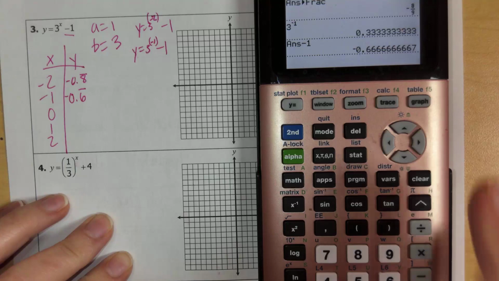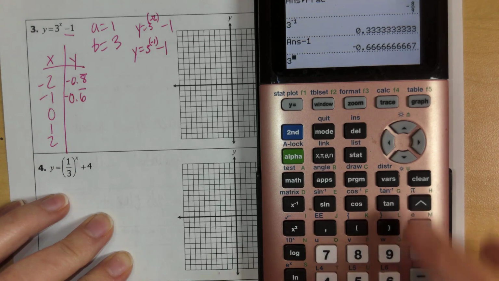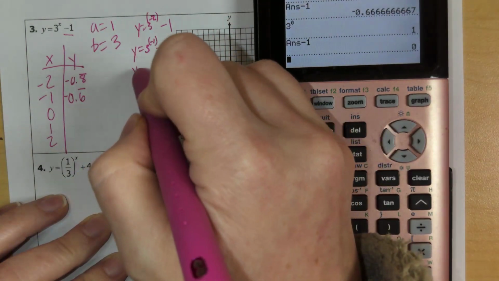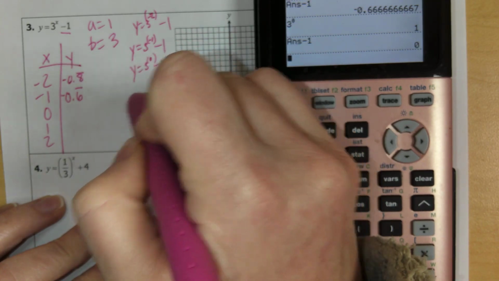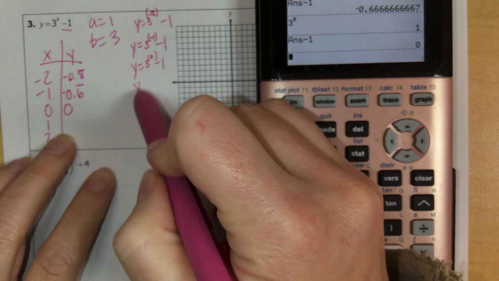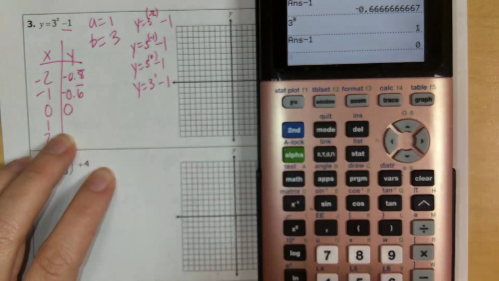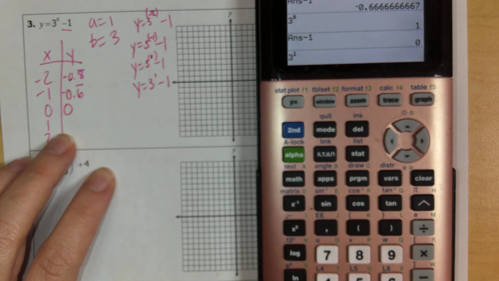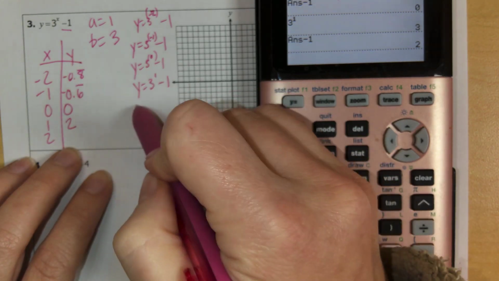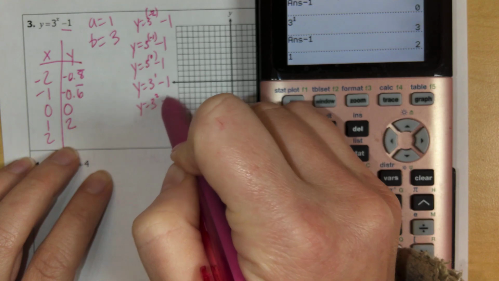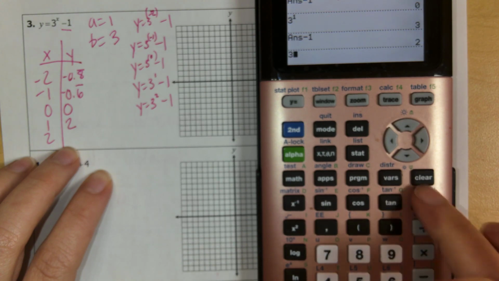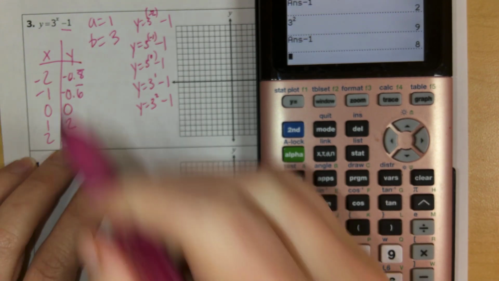I plug in 0, so I have 3 raised to the 0 power, which we know anything to the 0 power is 1, and then we subtract 1 from that. y = 3^0 - 1, and we get 0. Okay, we're going to do that with 1 as well. So here we take y = 3^1 - 1. Well, anything raised to the 1st power is itself, so 3 minus 1 is going to give us 2. And then finally, we're going to do y = 3^2 - 1. So 3 squared is 9. We subtract 1 and we get 8.